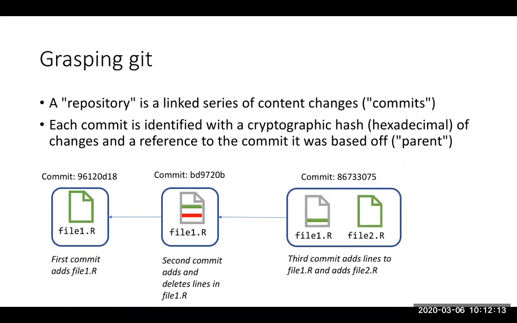So in this first commit, this file was added. In the second commit, some lines were added and deleted from the file. And then in the third commit, a line was added to file 1, and a new file, file 2, was also added.